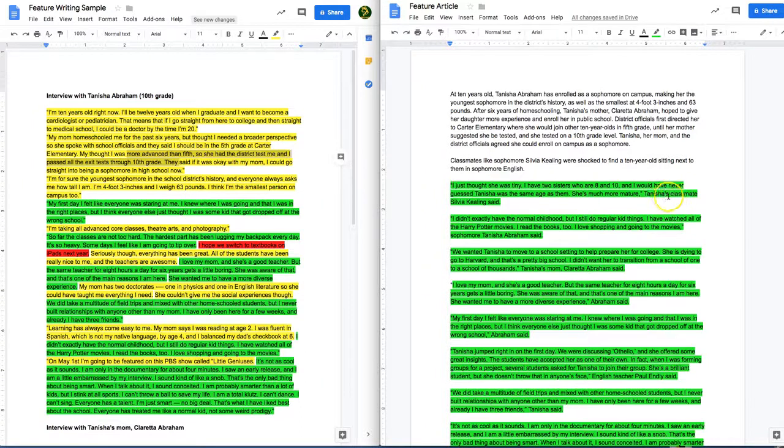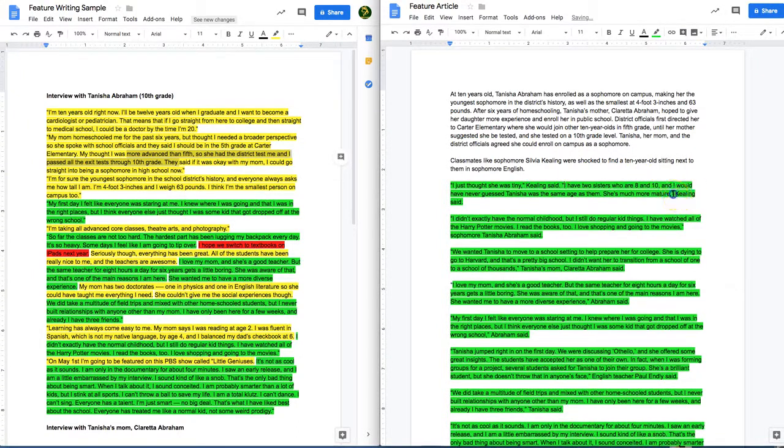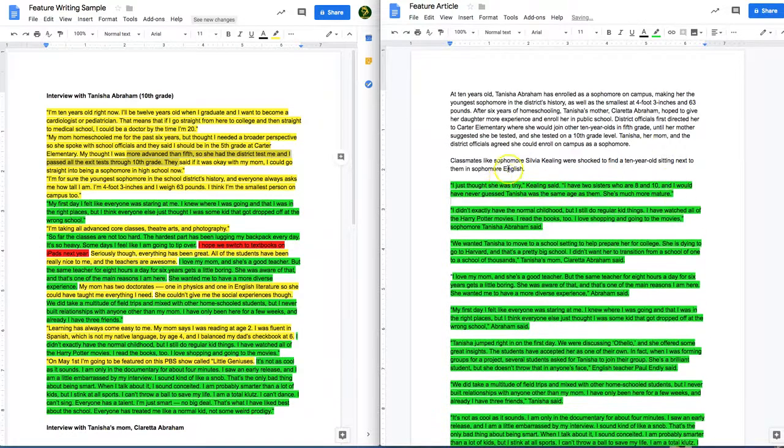Tanisha's classmate Sylvia Keeling said... well, I've already introduced her up there, so I can just say Keeling said. One thing we'll need to do on these quotes is take this part and move it after the first part of the quote. So I'm going to say Keeling said, quote, and I can take this part off. So there's our first transition and quote.